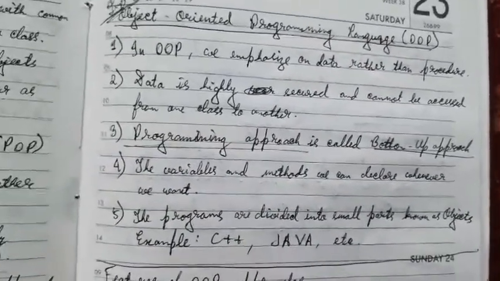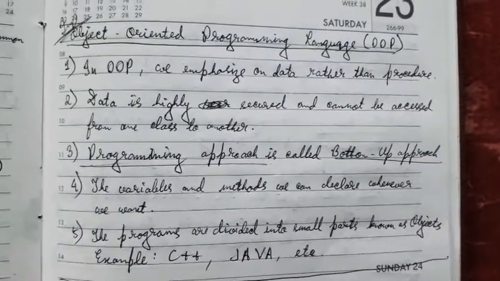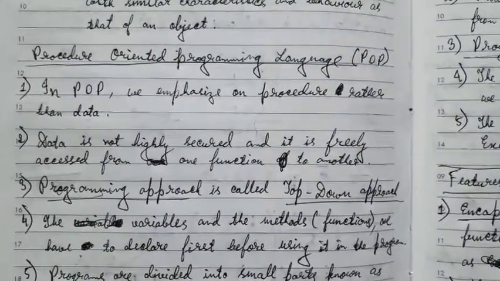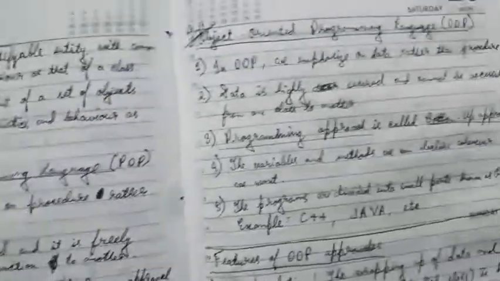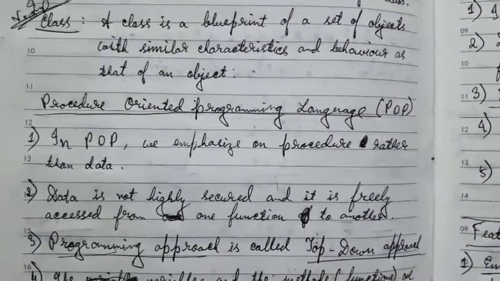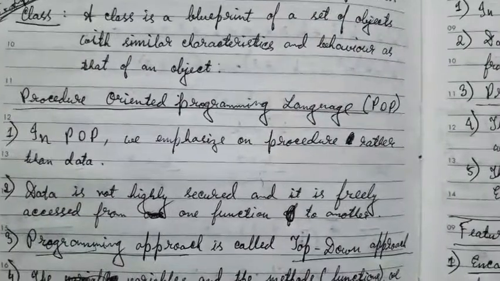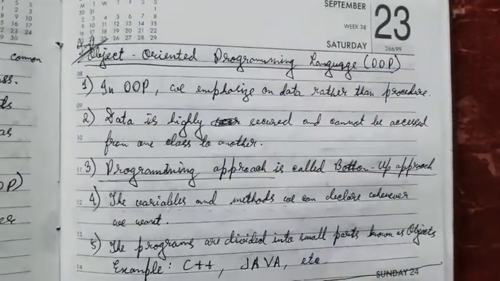Alright, and the number 2 is, data is highly secured and cannot be accessed from one class to another. Here it was written, data is not highly secure and freely accessible from one class to another. It means we could access the data, we could access any function from one function to another we can call. But here data is highly secure and cannot be accessed.